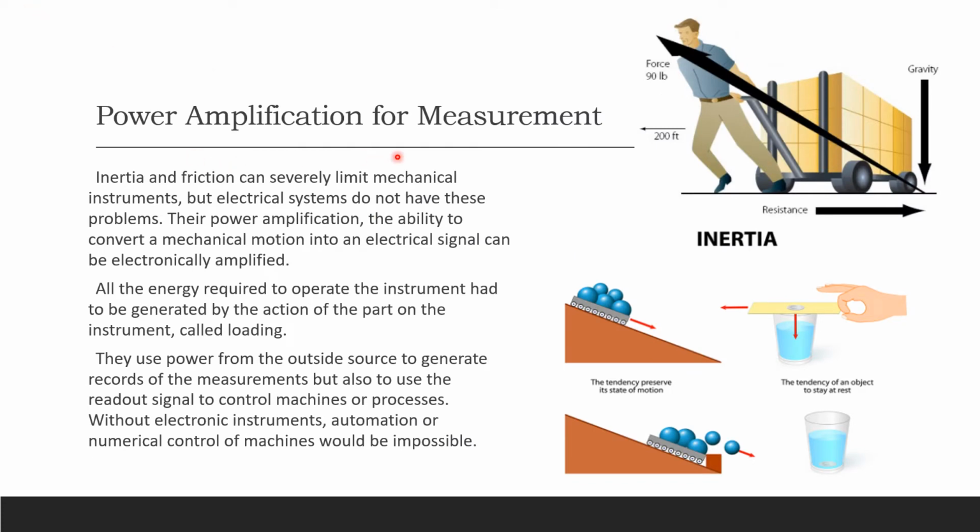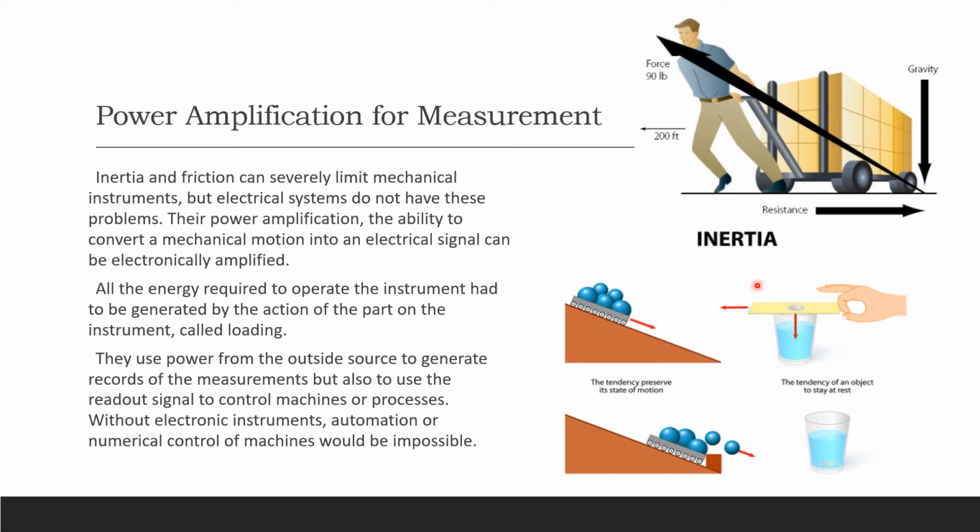Alright, power amplification for measurement. So we have our inertia and the friction. Make sure you review your physics if you do not know the difference, alright? Friction is a resistance against your force, and also we have gravity pulling it down. Inertia, again, is just the tendency of an object to stay at rest, the tendency of the object to preserve its state in motion.